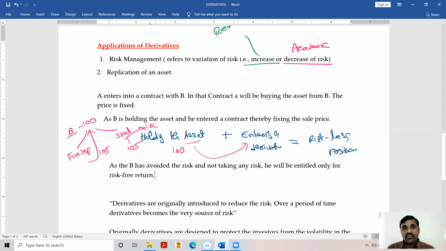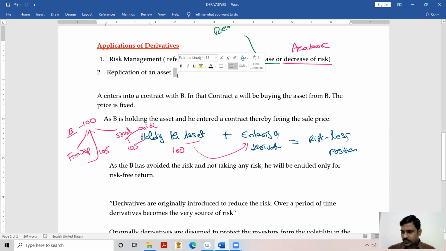So derivatives result in legal ownership without financial effect, or financial effects without legal ownership. That is the beauty of the derivatives. We can have the financial effect of an asset without legally owning the asset. I am not owning any government bonds, still I am getting the financial effect of the bond. I am holding a risky asset called shares, but still I am not feeling the effect of those shares. So this is replication of an asset.